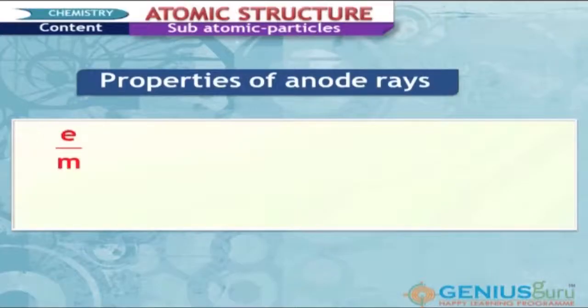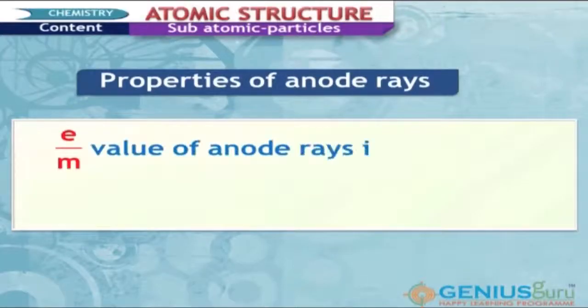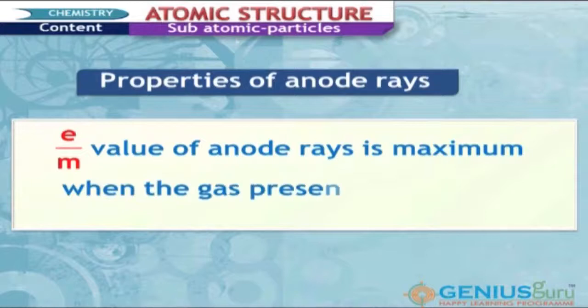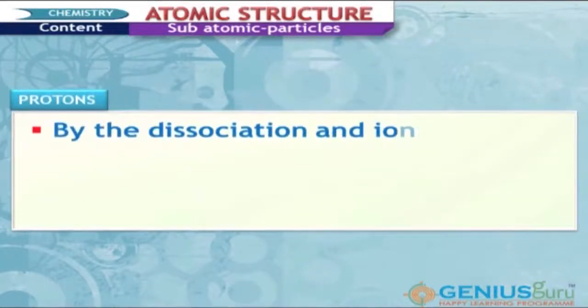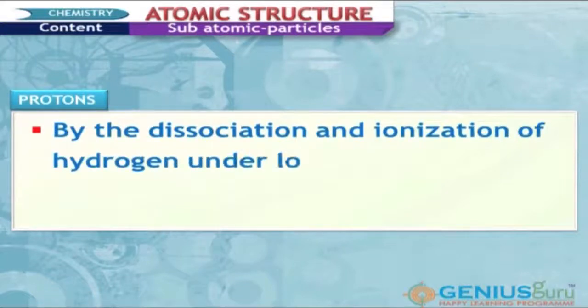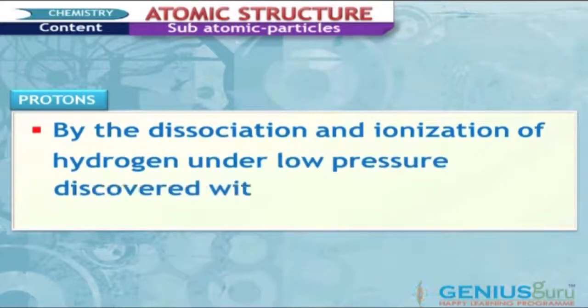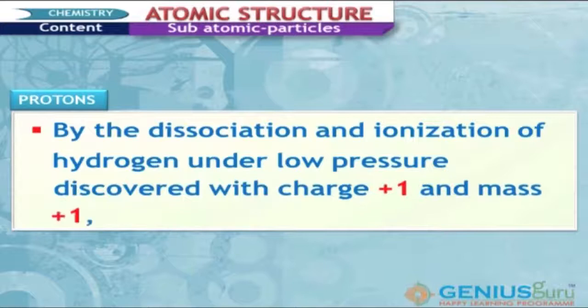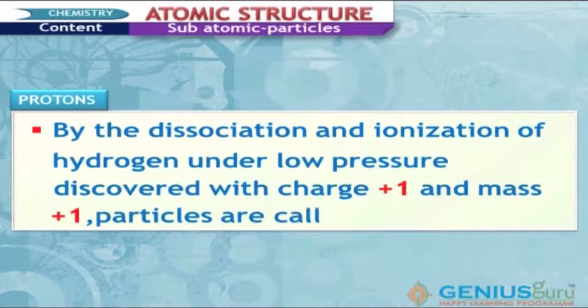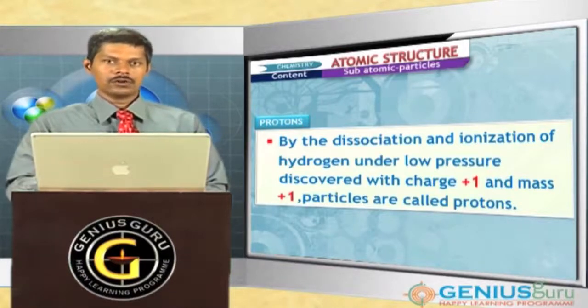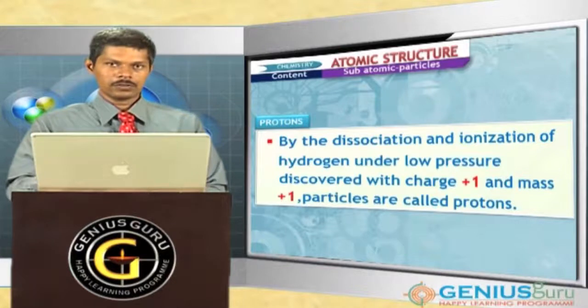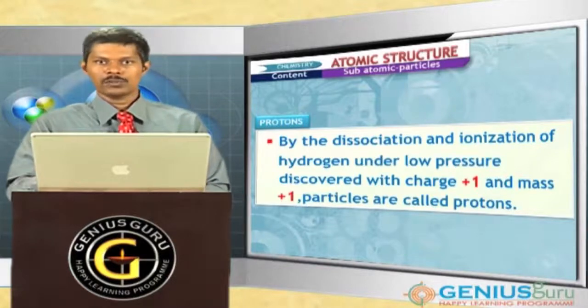That is the difference between the cathode and anode rays. Another one is the e/m value of anode rays is maximum when the gas present in the tube is hydrogen. By the dissociation and ionization of hydrogen under low pressure, particles with charge +1 and mass 1 were discovered, and these are called protons. So these are the properties of anode rays. These anode rays consist of positively charged species, and these positively charged species are called protons.